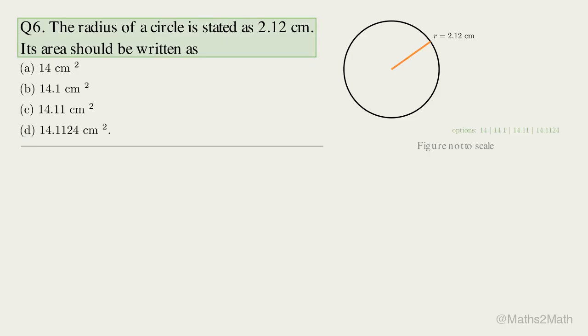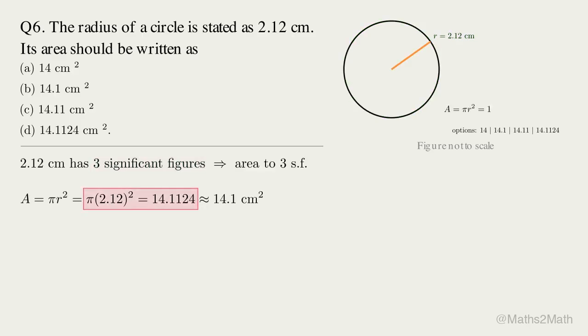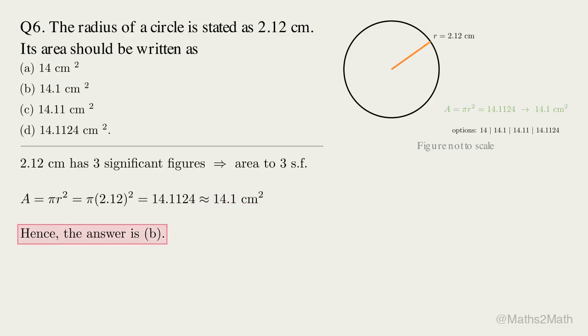The area must be rounded to as many significant figures as the given radius. The radius 2.12 has 3 significant figures, so the result of the calculation must also carry 3. The area is pi r squared. Pi times 2.12 squared, which is 14.1124, rounded to 3 figures, 14.1 square centimeters. Hence, the answer is option B.